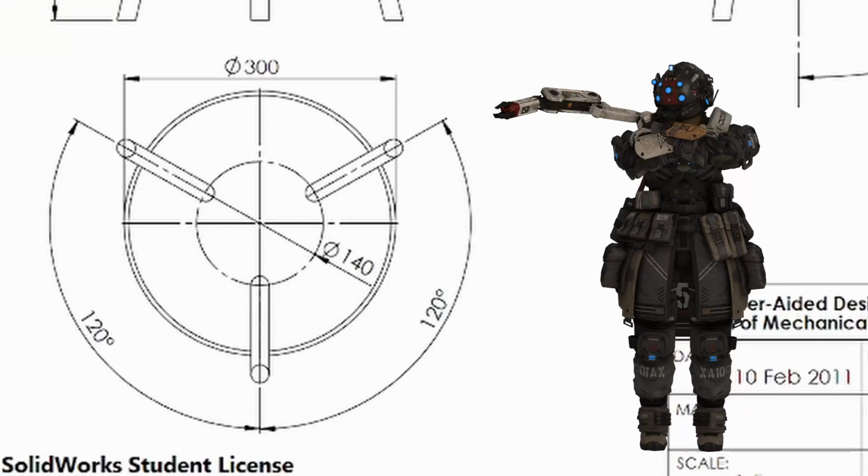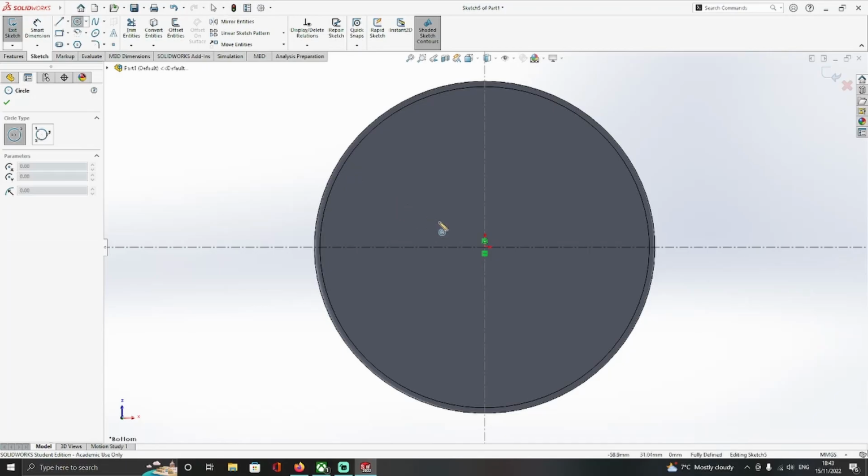Back to the legs. Now that we have the angle, we just need to create the circle to extrude a leg from. As you can see, the legs are positioned in a circular pattern with a diameter of 140 millimeters. So, let's make that sketch.